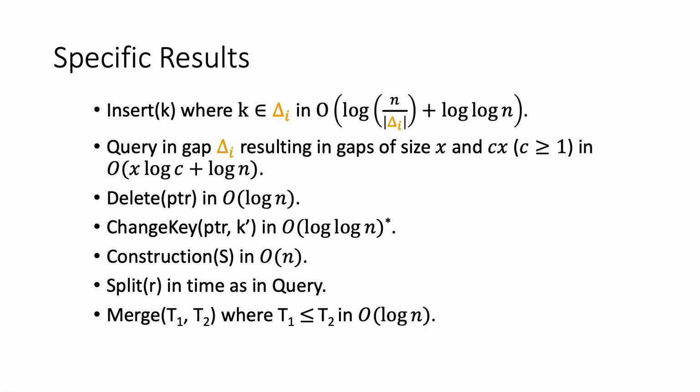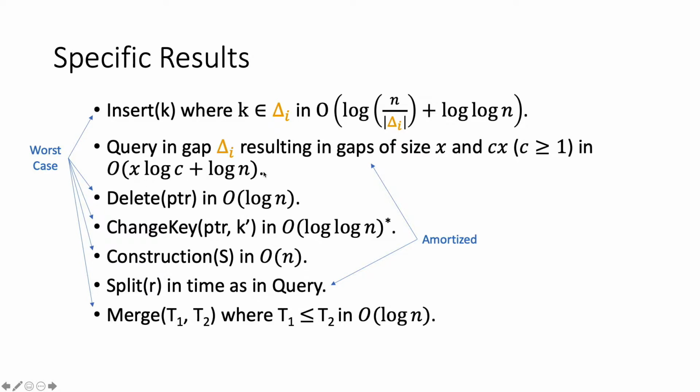Okay, and I can say that these insert, delete, change key, construction, and merge operations will be worst case. However, our solution does require amortization to get these queries and splits in the desired time complexities. So it's probably not a big deal. Our query complexity actually can be as much as linear, and that's to say x log c can be linear if our gap delta I is of linear size, and x can be linear size, and so we might have to spend linear time on a query anyway.